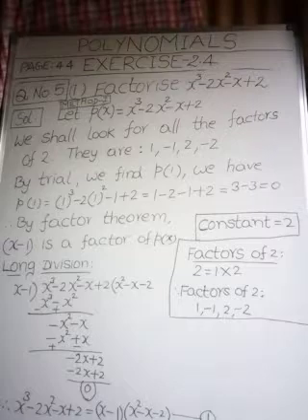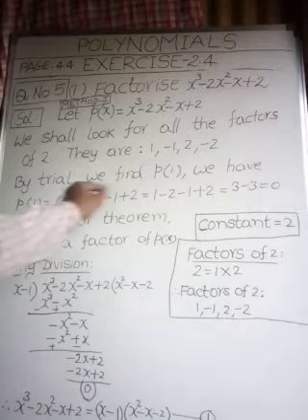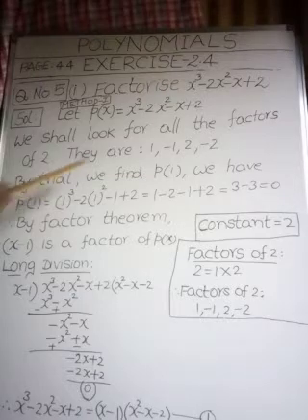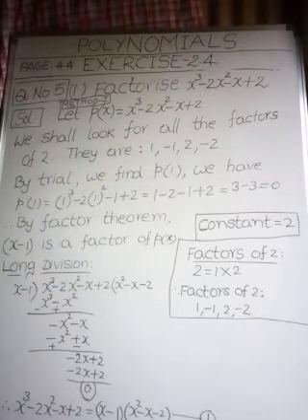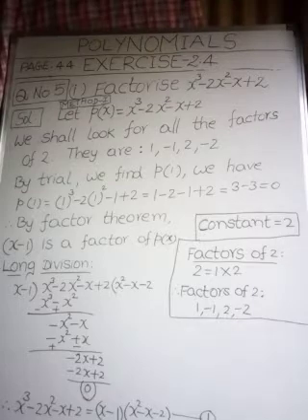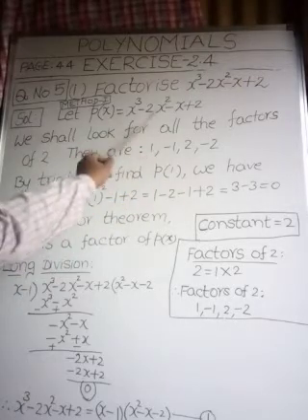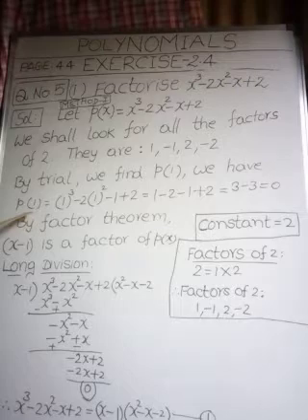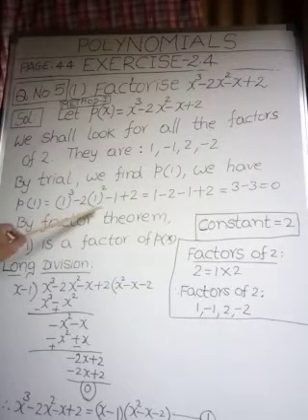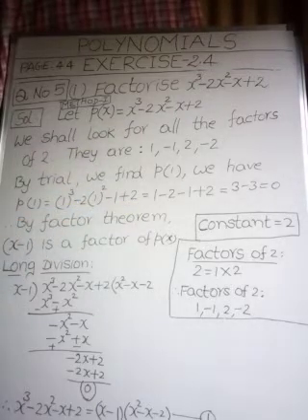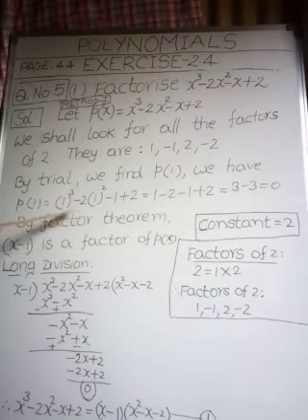Now we have to substitute these 4 values in the given polynomial one by one. By trial, I am substituting only the first one, not the remaining 3. Okay, my dear children, by trial we find p of 1. By substituting 1 in this polynomial, we have p of 1 is equal to 1 cube minus 2 into 1 square minus 1 plus 2. In this polynomial, we are replacing x by 1. Then we get this step. Understood this step, my dear children?